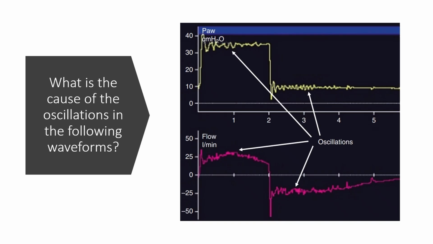Now this is the last slide for all of you to tell me what is going on here. There are some oscillations, right, in the flow scalar and pressure scalar both. So what's possibly happening here? Tell me in the comment section.